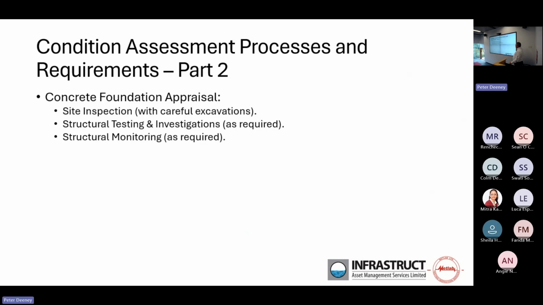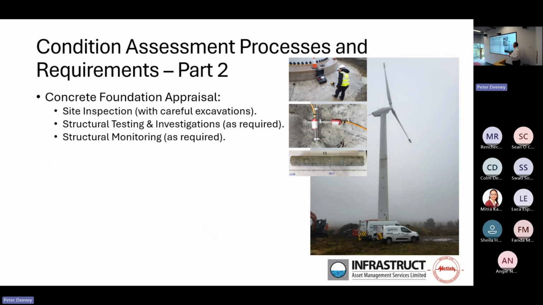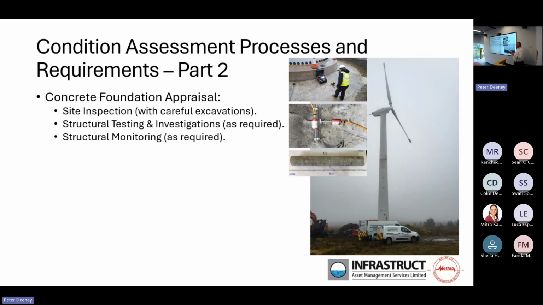So part 2 then would be the appraisal, when we actually get to expose that concrete. So we've got an excavator in, we've opened up the foundation, or are having a little look in the site inspection. Is it circular? Is it rectangular? Is it square? Sloped? What's the condition? Structural testing then that we might want to do. And if needed, we might look at putting sensors on the actual turbine foundation itself.